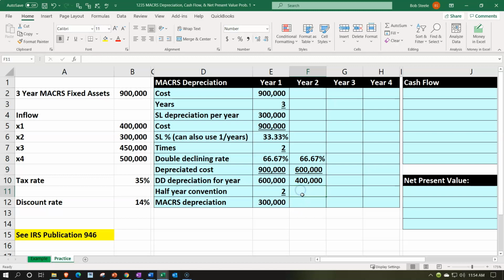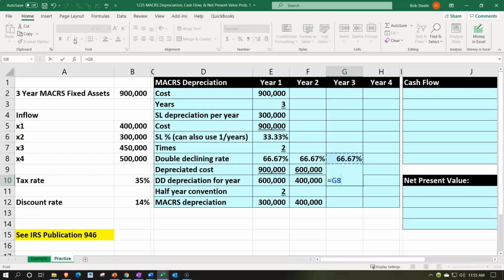Now, there is no half-year convention here because we're not on a half year. So we just bring the 400 down. And then for the next one, same thing. It's going to be the 66.67%. Make that a percent, add a couple decimals. Then the book value at this point in time, it was before 600,000. We depreciated 400,000, so we're at the 200,000. Font group and underline.